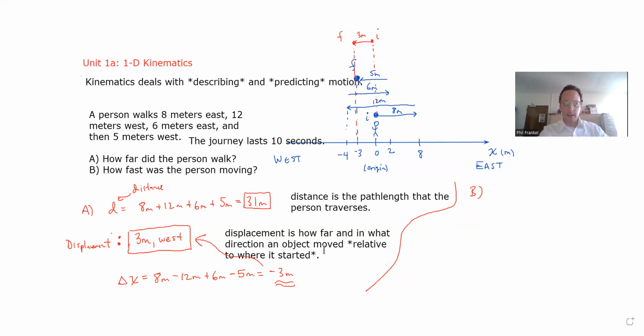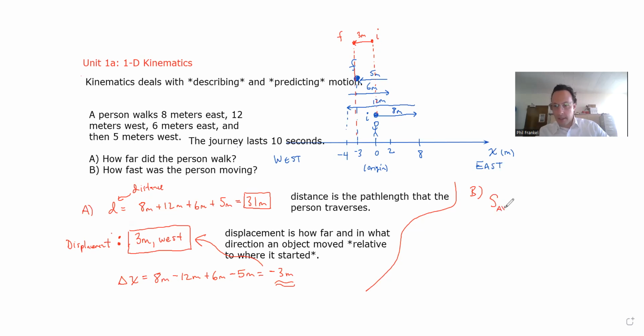So how fast did they move? Well, we don't really know the moment to moment details of this process. For instance, they could have run slowly to the east, then really quickly to the west, then really quickly to the east, then really slowly to the west. How fast they were moving may have changed from moment to moment, and we don't know about those fine-level details. But we do know overall they traversed a distance of 31 meters, and that took 10 seconds. And that lets us find something called the average speed of the object.